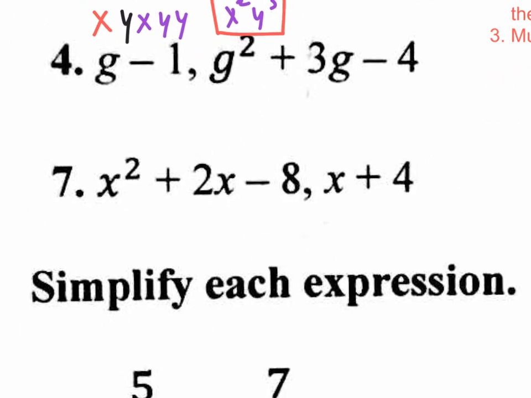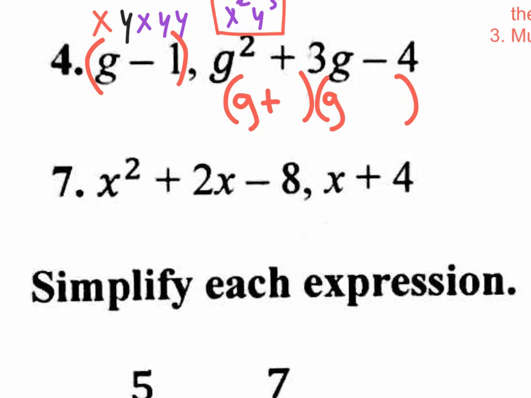So let's look at our first term, the g minus 1. Let's call that a binomial, as if it were one item. And the g squared plus 3g minus 4, that could be factored. Okay, so let's factor that one first. G, what times what is negative 4 that if you combine together is positive 3? Positive 4, negative 1, excellent.